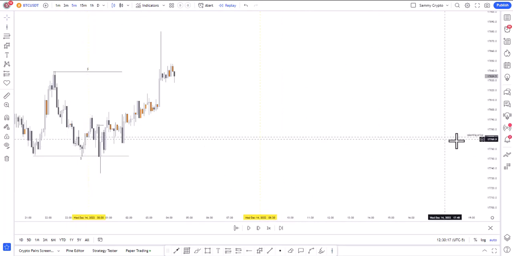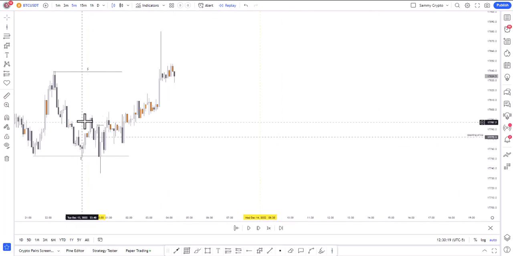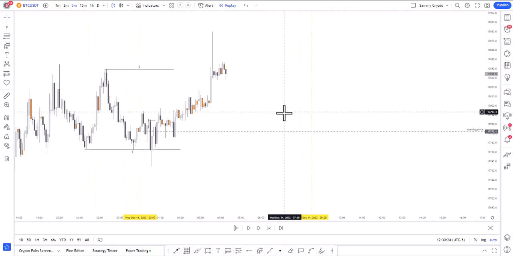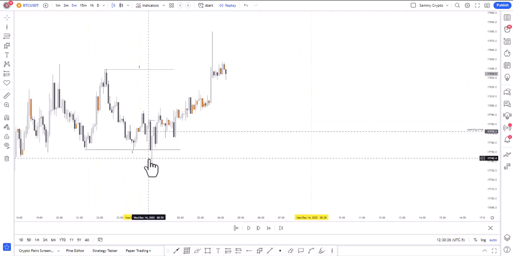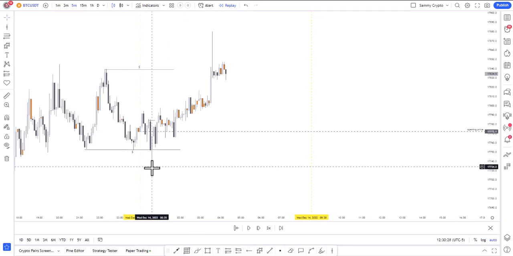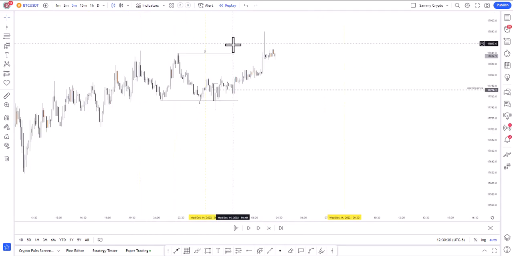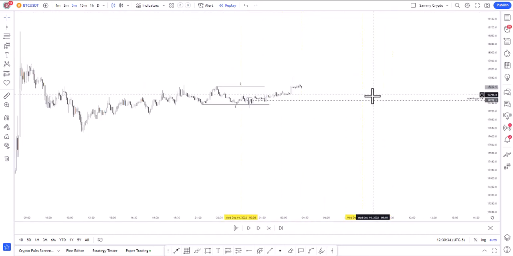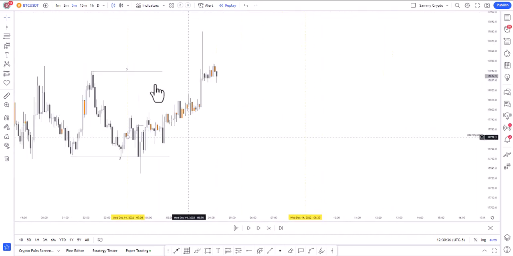I outlined my opening price, and the power of 3 I will teach separately in a different video. Price takes out an old low and runs to an old high. So the next place you are looking for price to do the same thing I did here.